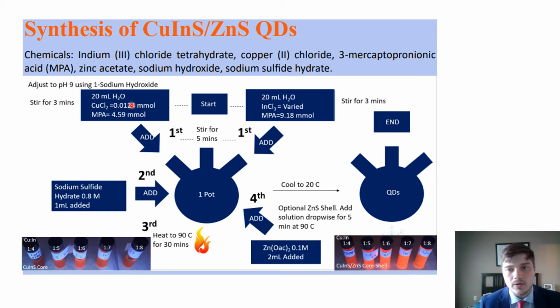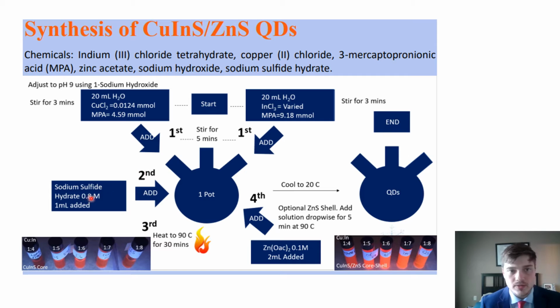So we synthesize these particles by making two precursor solutions. We make one precursor solution of copper 2 chloride mixed with MPA, and we adjust it to pH 9. We make another precursor solution using indium 3 chloride mixed with the MPA, and essentially what we do is we add both precursors together at the same time and we stir for 5 minutes.